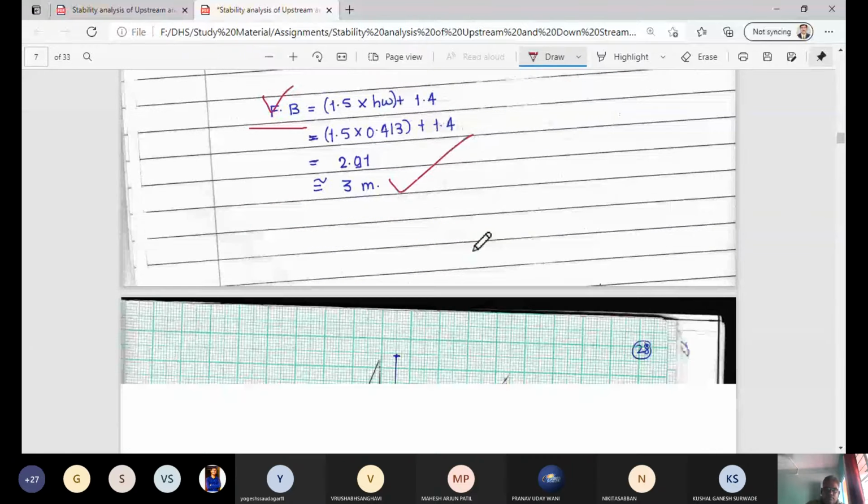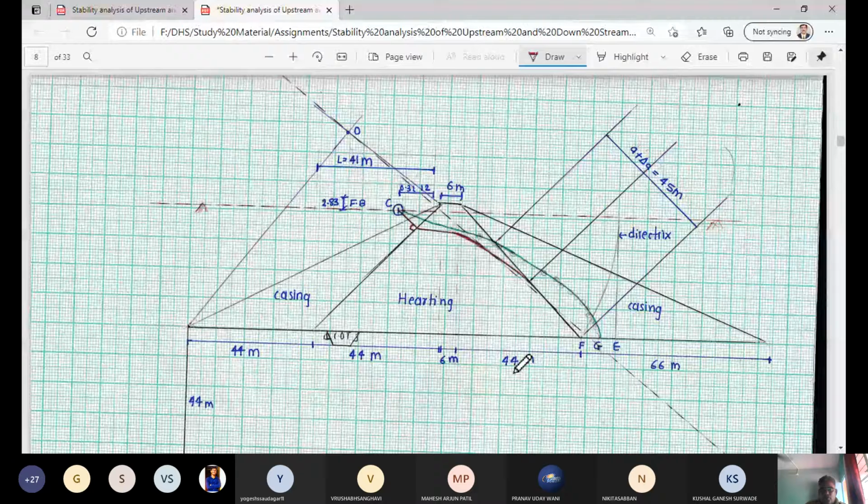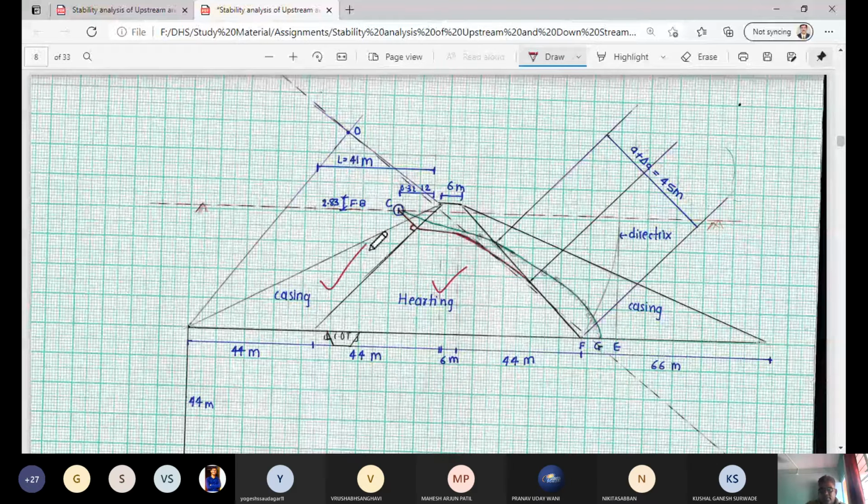So I just have to rotate this diagram. See here, this is the section of the dam. All of you draw the sketch. This is the top width, 6 meters. This is the hearting part of this dam. This is the casing part of this dam. And the phreatic line is located as per the coordinates of X and Y. This dam is without the filter.